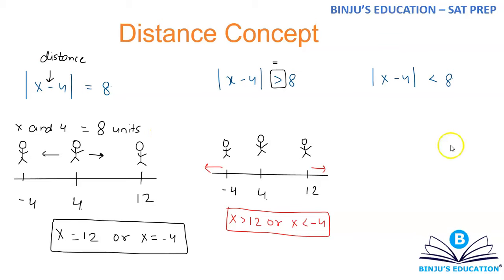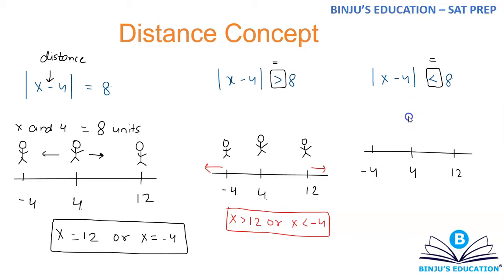Alright, let's see how we can solve this one. Now I'm not very comfortable with less than signs. I'm going to put an equal to sign in order to understand the equation first. So again, the distance between x and 4 is equal to 8 units. Draw the number line. Put 4 somewhere here. Looking for two numbers at a distance of 8, which are 12 and -4.